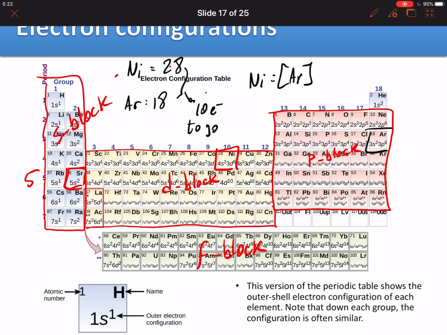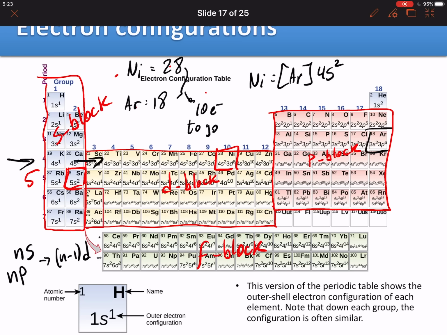Okay, the first one, to get to nickel, you have to cross the 4th period. So you get the 4s, and you can only put 2 there. So 10 electrons, you use 2, you have 8 more, and then you move into the D block. Now the D block, you have to be careful, because when it comes to blocks, it's going to be the NS, the NP, but the N minus 1 D. You have to be careful with that.